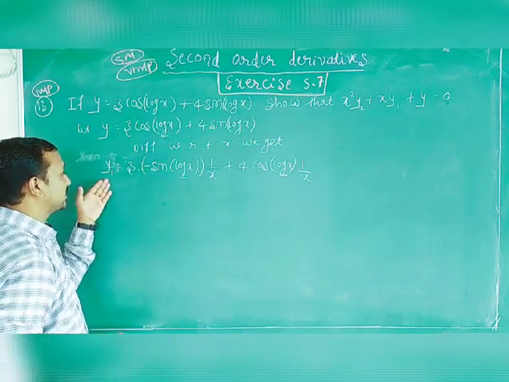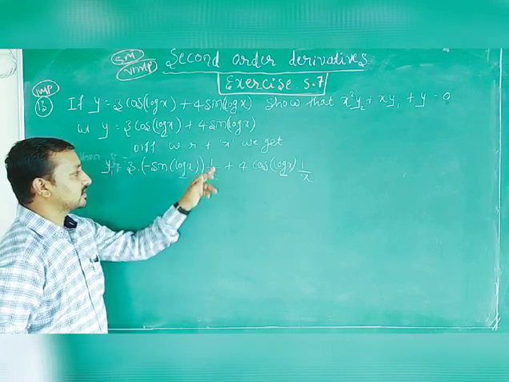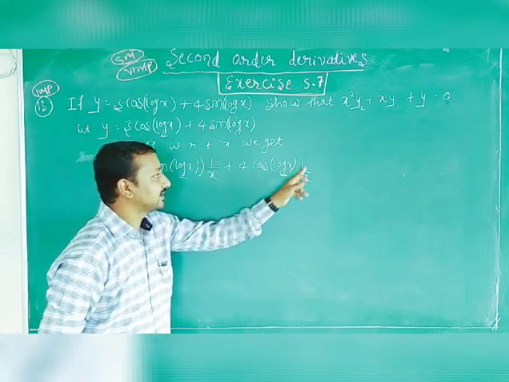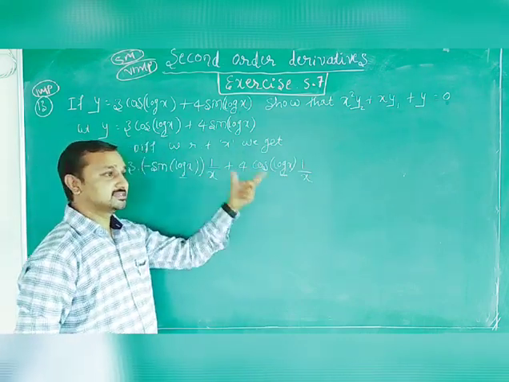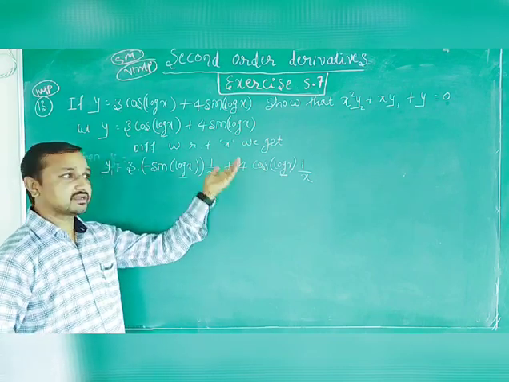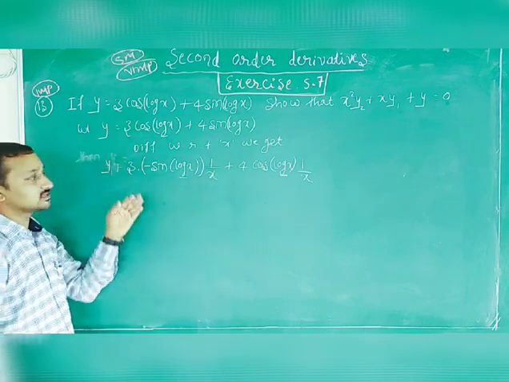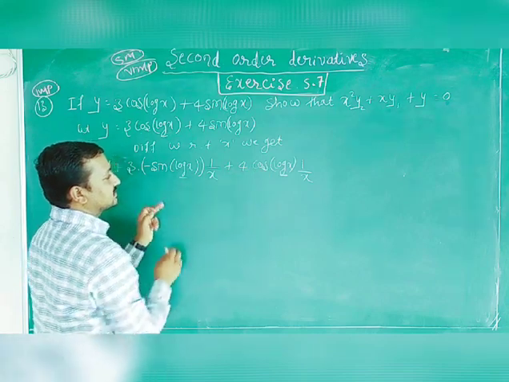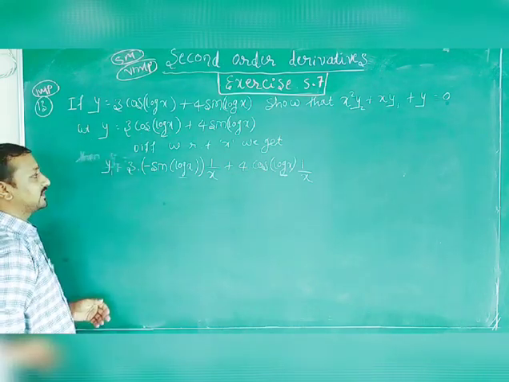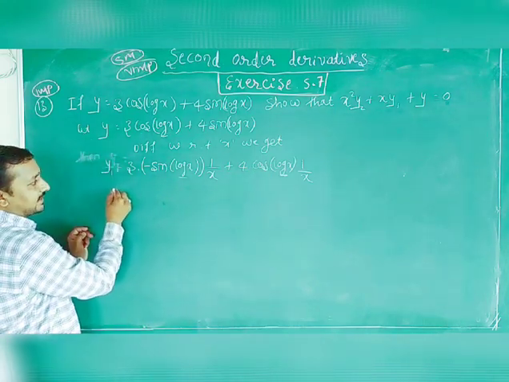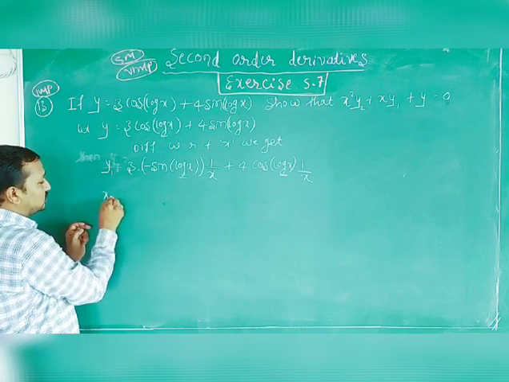So y1 is equal to 3 in the bracket, and 1 by x is there here and here also. So take the LCM as 1 by x, then cross multiply the x. Since x is there in both terms, take the LCM and multiply, and we get x into y1.